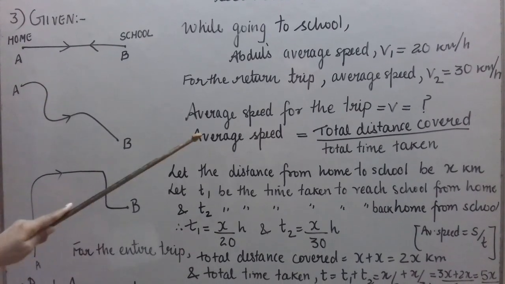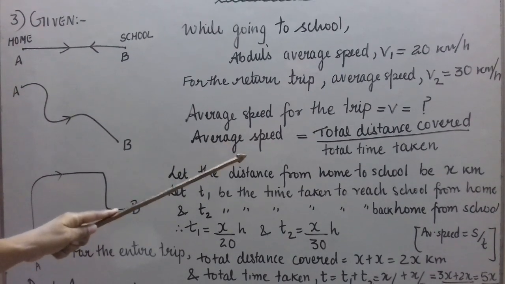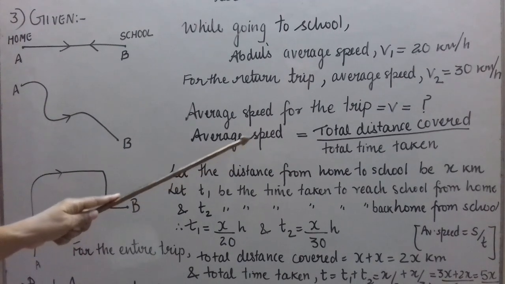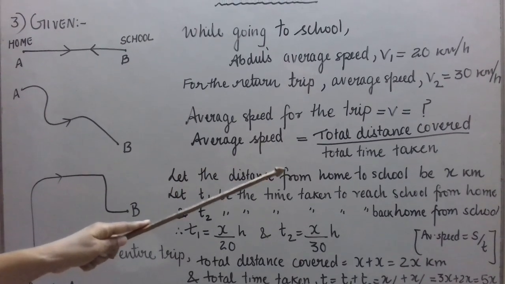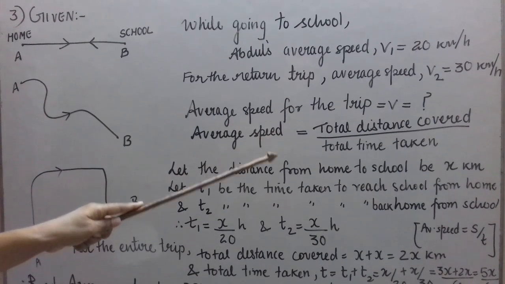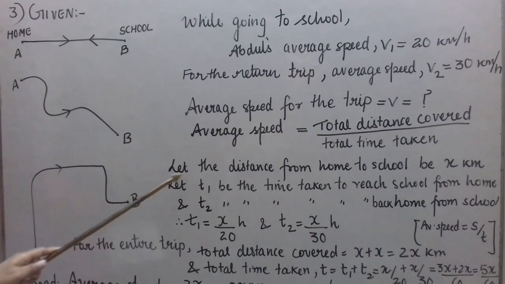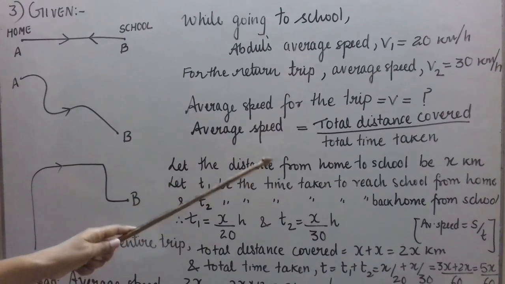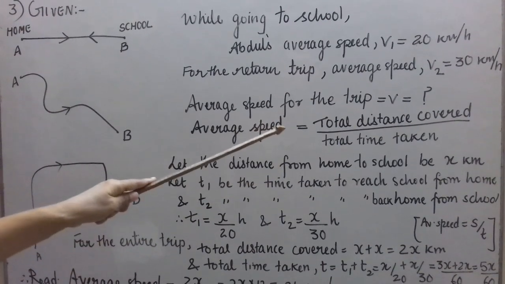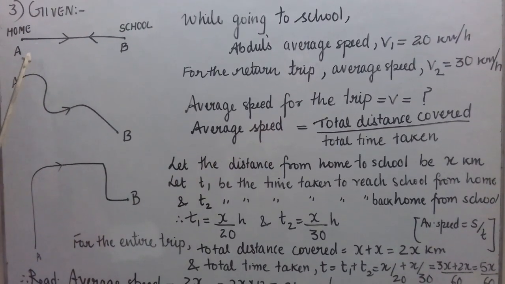So for this we will just use the basic formula of average speed, that is the ratio of total distance covered to the total time taken. So we have to divide the total distance covered by the total time taken. Let us continue here. Let the distance from home to school be x kilometer, because we have to find total distance and total time. Nothing about this distance is given.